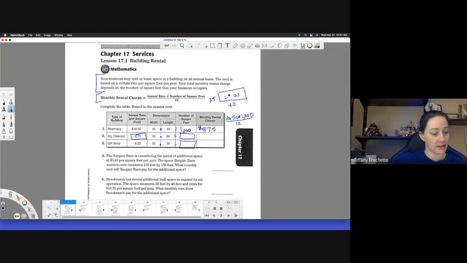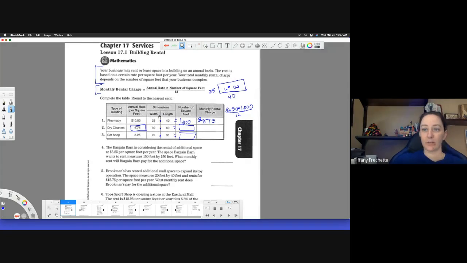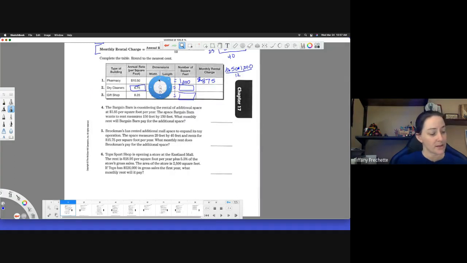All right, so let's see. I believe we are doing the exact same thing down here, just in kind of word problem form. So let me see. We have the Bargain Barn is considering the rental of additional space at $5.85 per square foot per year. The space Bargain Barn wants to rent measures 150 feet by 150 feet. What monthly rent will Bargain Barn pay for the additional space?